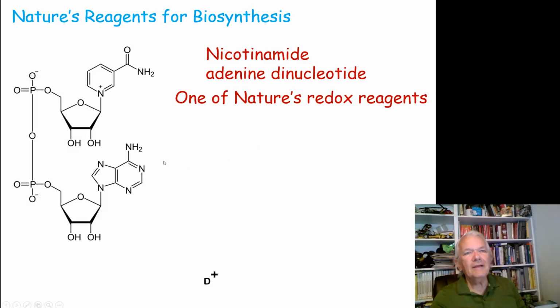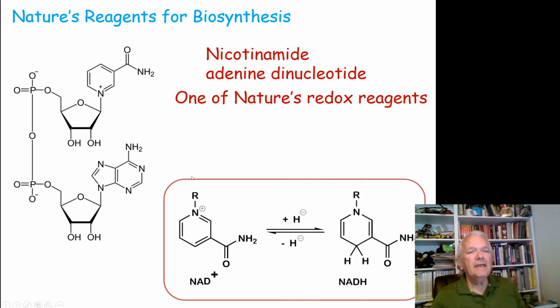Well, I want to talk a little bit about some of nature's other reagents that it uses, and one really common one is nicotinamide adenine dinucleotide, which is called NAD. Basically, it's an adenine down here, linked by a diphosphate linkage to this weird substituted pyridinium ion up here. Now this pyridinium ion is kind of unique because it's a cation, and it's very susceptible to reduction.